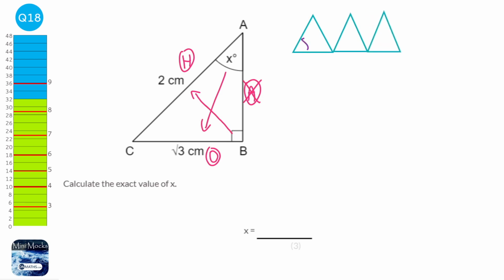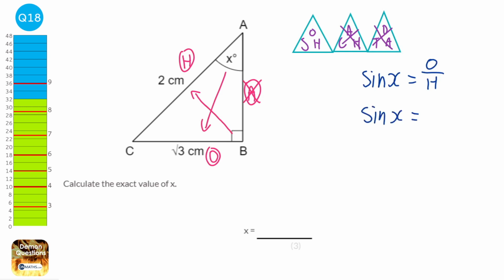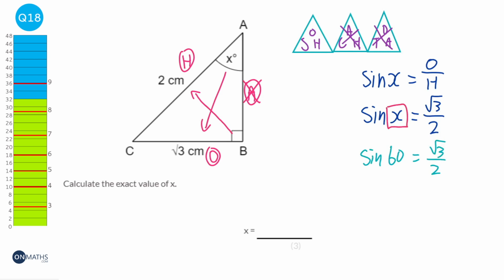And so we've got SOH, CAH, TOA. And we've just crossed out the adjacent, so we don't need this one and we don't need this one. And we're going to end up with SOH, which is short for sine the angle equals opposite over hypotenuse. The angle is marked as x, so sine x equals root 3 over 2. You need to know from memory that sine 60 is root 3 over 2. And notice here that the x therefore is going to equal 60.